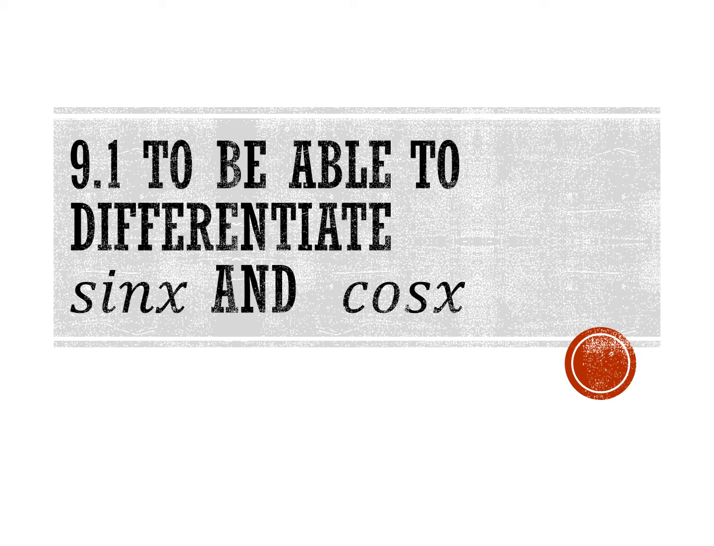We're now moving on to the second chapter that we're going to cover within the Year 13 Pure Maths textbook, and that's chapter 9, which is all about differentiation. So we've got quite a lot to cover over a number of lessons within this chapter. But the first thing we're going to have a look at is how to differentiate some trig functions. So we're going to look at differentiating sin x and cos x.